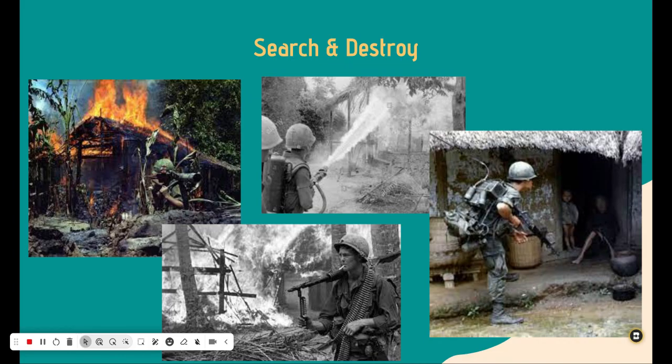So the US military was in a really tough position. They had to try to find the enemy. And with that war of attrition, they were using search and destroy to try to wear down the Viet Cong. But at the same time, they were destroying the homes of South Vietnamese who were not Viet Cong. So it's almost an impossible position to be able to achieve both of those goals with the methods that were being used.